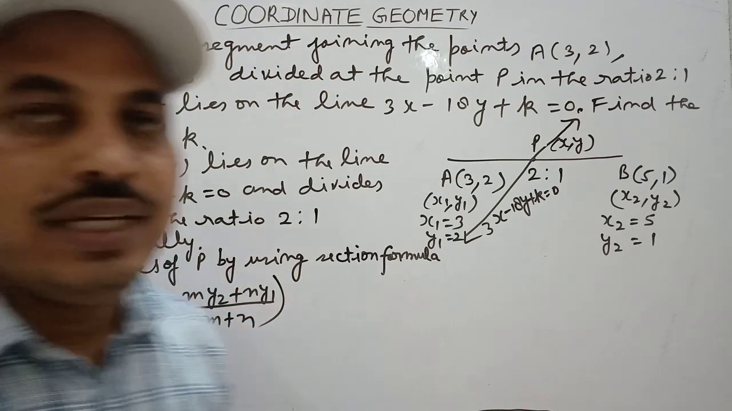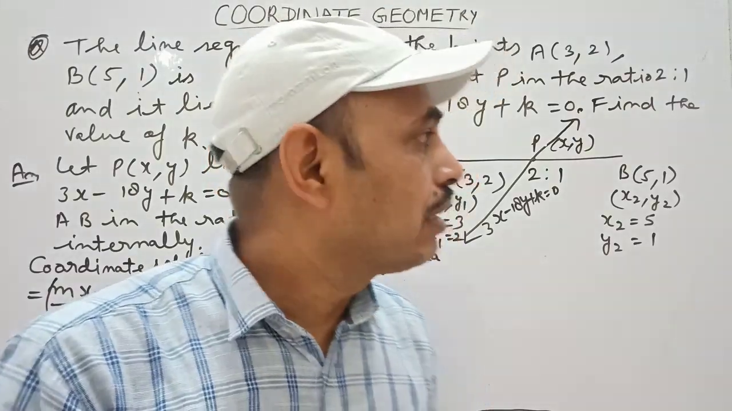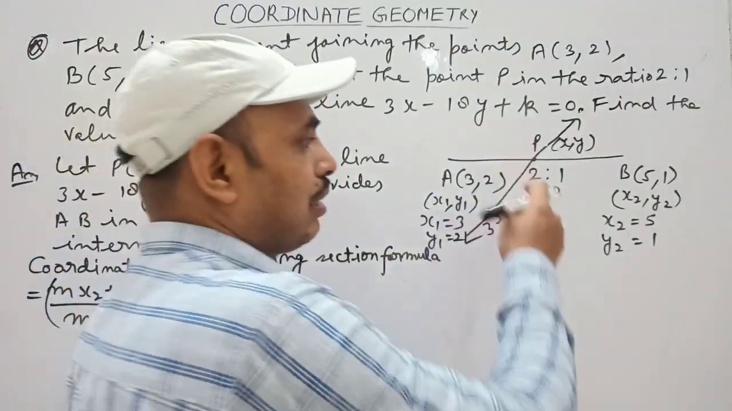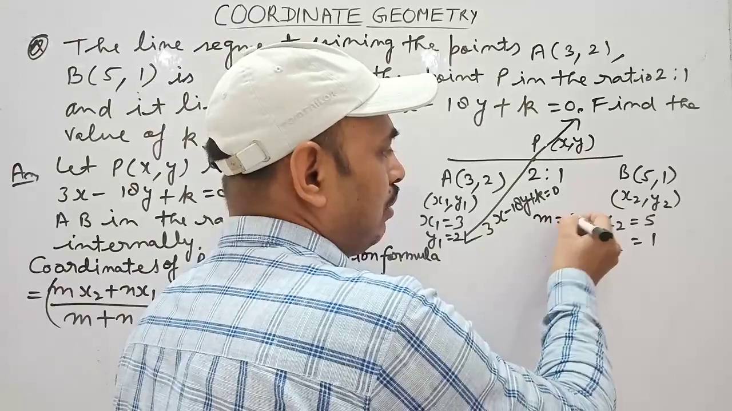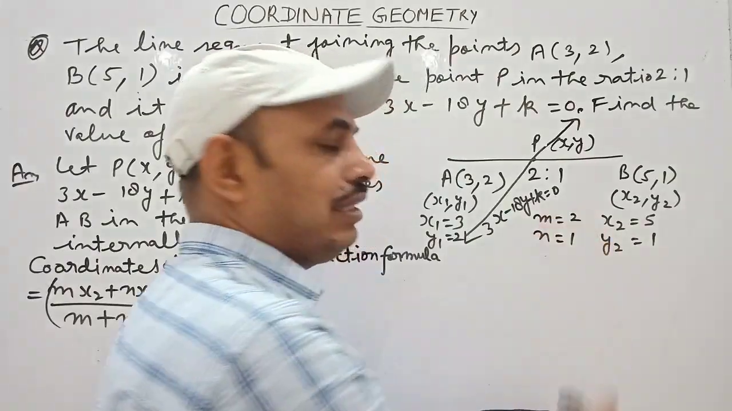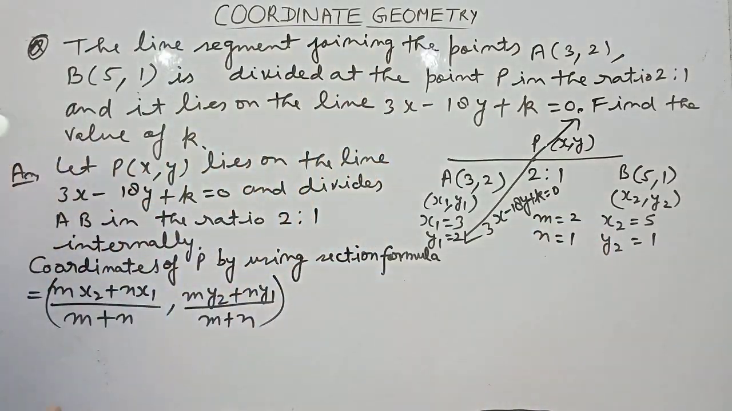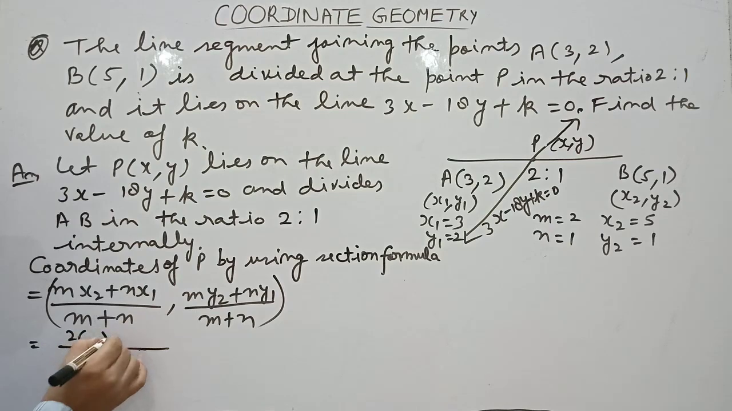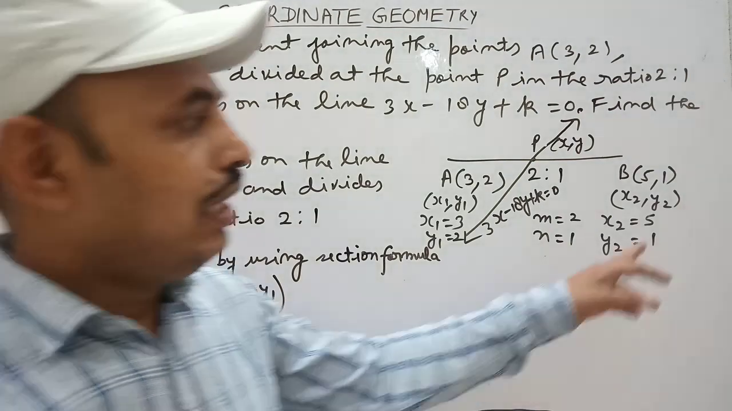तो इसमें वैल्यू पुट कर दीजिए. व्हाट इज m, n? कंपेयर करिए. m is 2, n is 1. Here, (2 into x2 plus n into x1)/(2 plus 1). What is x2? x2 is 5.